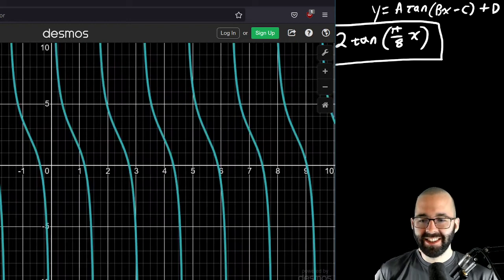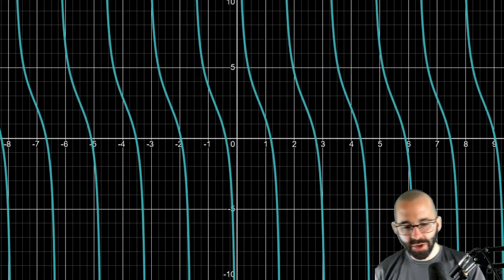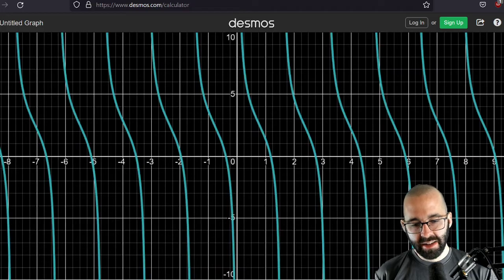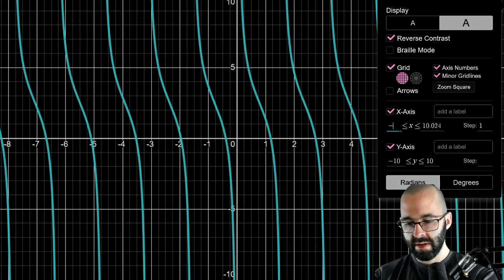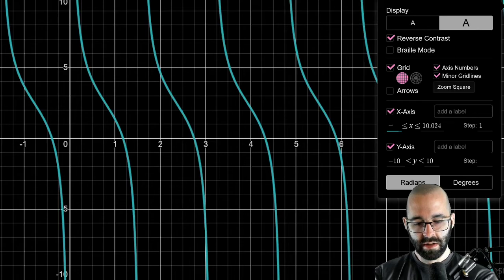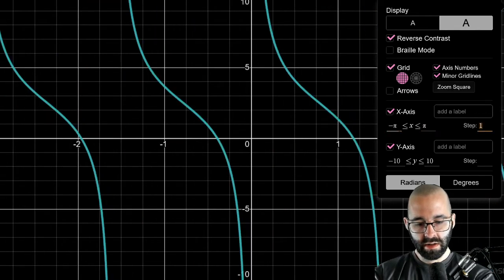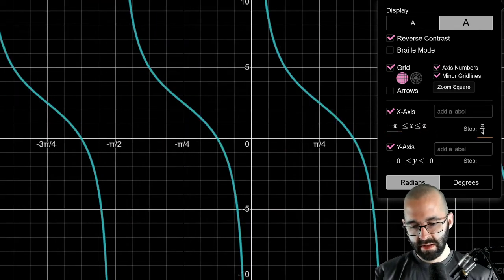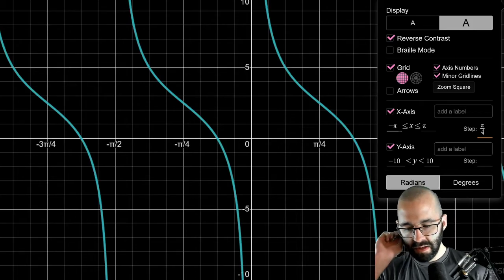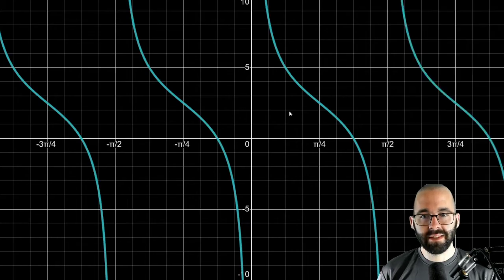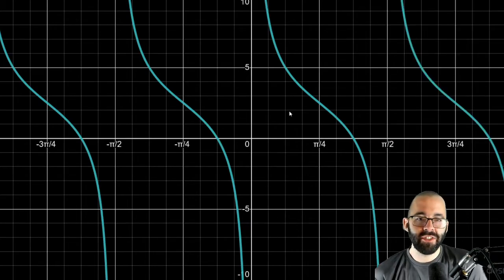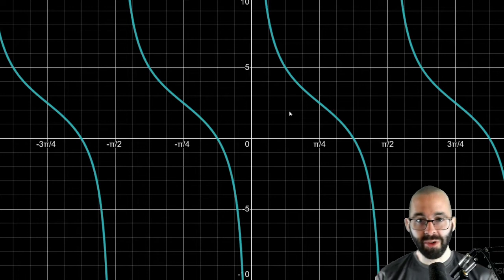All right, let's look at this one. So hold on. I'm going to give you a slightly better scale to look at this at. Let's say this is going from something like this, like so. Yeah, let's do this, I think. So we have another tangent graph, and this one is just a lot more involved.